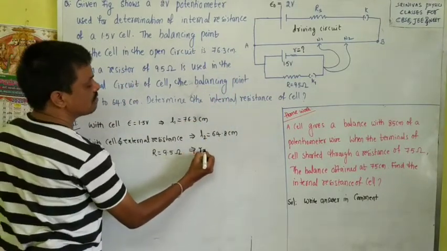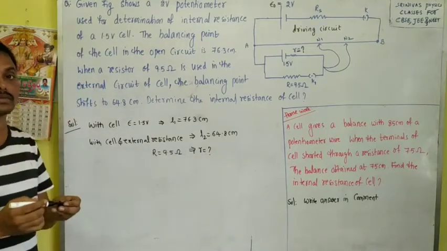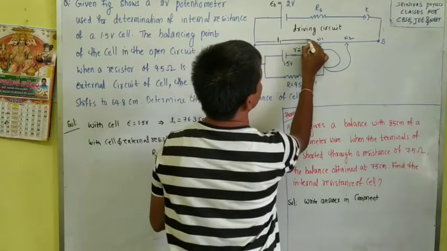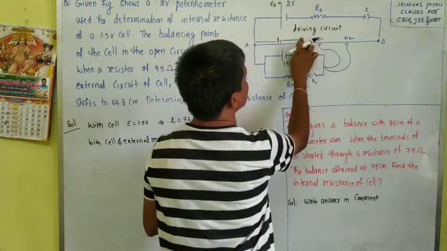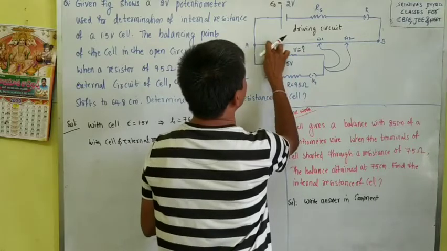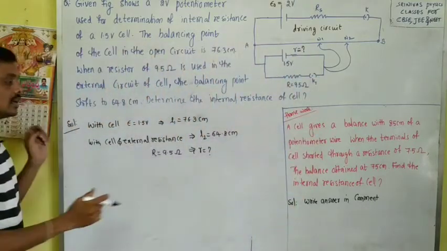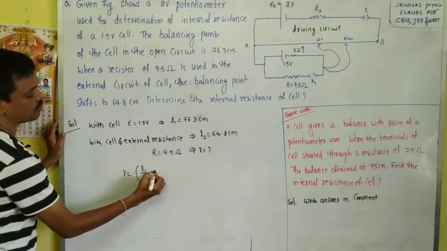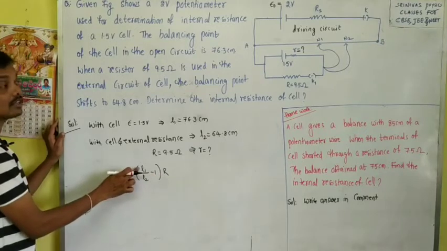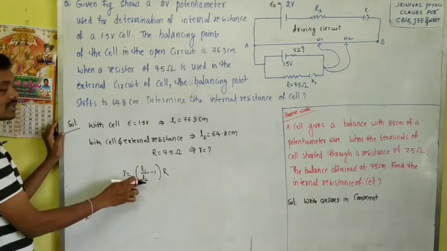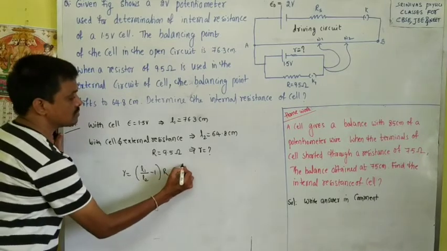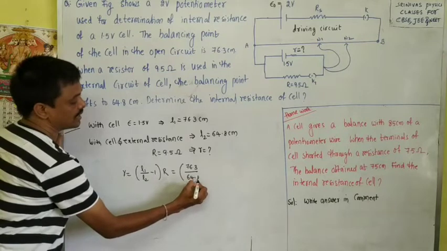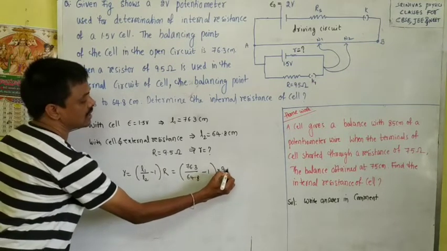It was very simple. We already discussed how to determine the internal resistance of a cell. With only the cell the balancing length is L1. With the cell and resistance the balancing length is L2. Then what is the formula to find the internal resistance? That formula we derived: (L1 by L2 minus 1) into capital R. L1 is the balancing length with only the cell, L2 is the balancing length with the cell and a parallel resistance. Now we substitute. L1 is 76.3 by 64.8 minus 1 into capital R, which is 9.5.